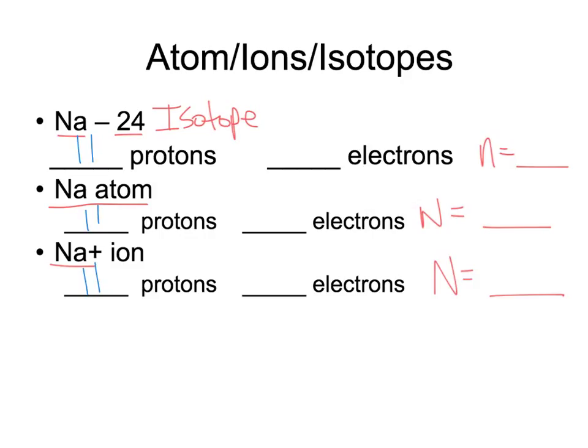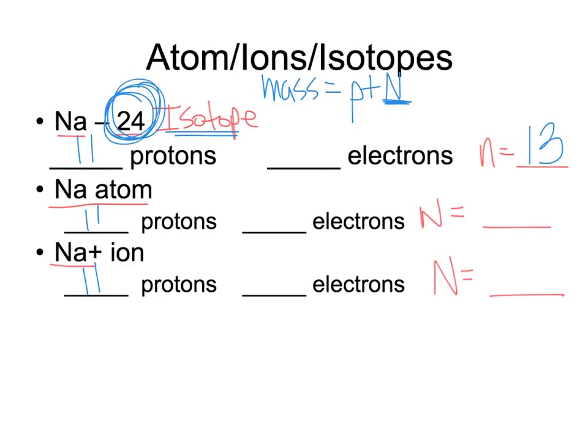Now, the first one, the isotope. Remember that mass is going to be equal to your protons plus your neutrons. With an isotope, our mass is right here, so that means 11 plus my neutrons has to equal 24. So that means I must need 13 neutrons to add up to 24. Now this is a neutral atom, so my positives need to equal my negatives to remain neutral. So I also have 11 electrons.